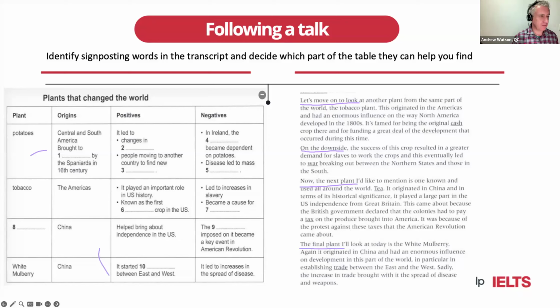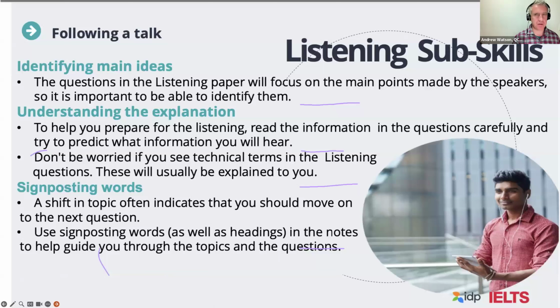Makes sense? Now make use of tape scripts, audio scripts.